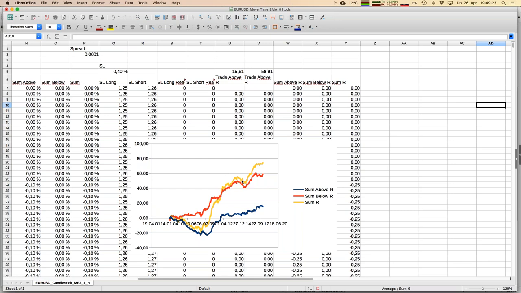Quite well. Of course, we have drawdowns, as always. When it comes to trading, we have drawdowns in our equity, but still, it works.